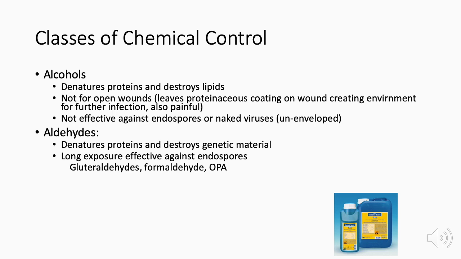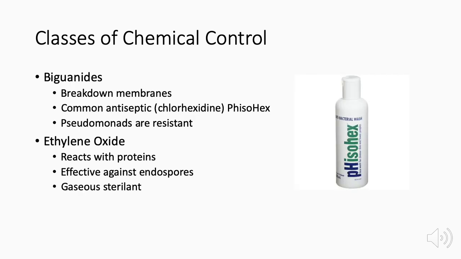Aldehydes are a class of disinfectants that will denature proteins as well as break down genetic material. These are your formaldehydes, and there's another one called glutaraldehyde, and they usually require long exposure against endospores. Biguanides break down cell membranes. These are your common face cleansers, antiseptic type cleansers. Pseudomonas is resistant to biguanides. Ethylene oxide is actually a gaseous sterilant. It reacts with proteins and it is very effective against endospores. The spore coats are permeable to gases.